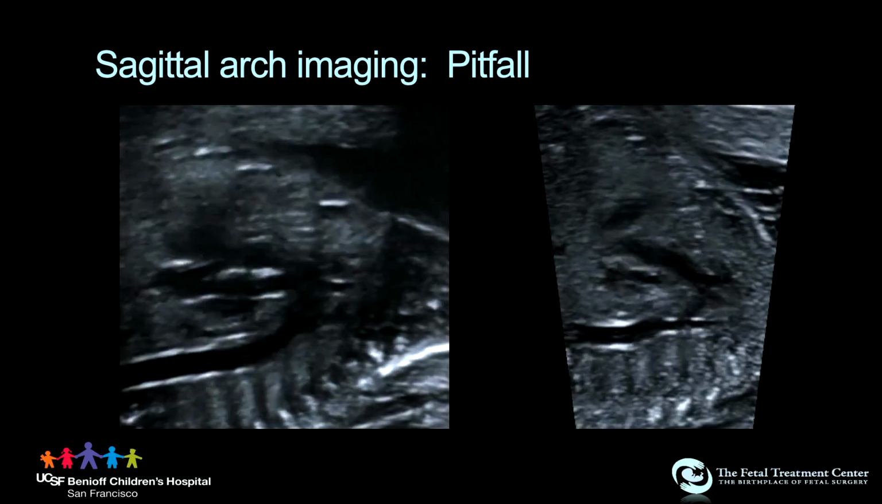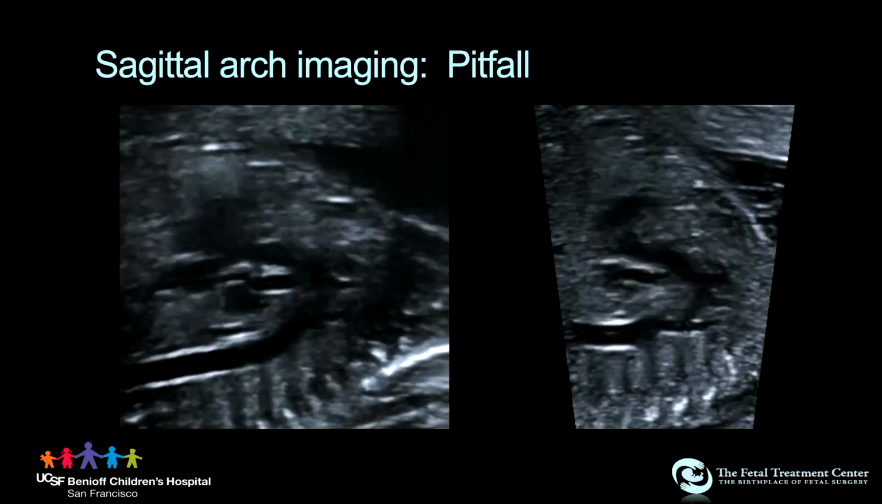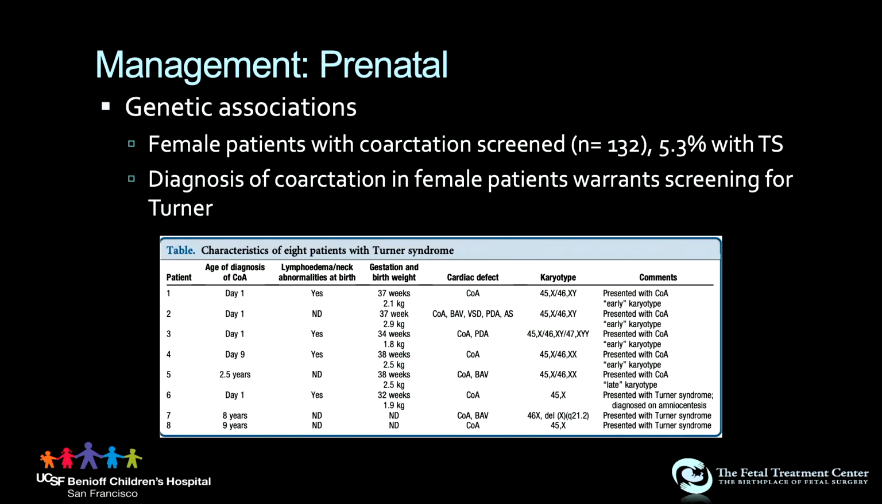Okay, so once we are concerned about a coarctation, what is the typical management prenatally? Well, obviously, as we've heard about in different conditions, we need to think about genetic associations. One common genetic association is Turner syndrome. Female patients with a coarctation should be screened for Turner syndrome. This is showing that in a large study, about 5.3% of patients with a coarctation diagnosed prenatally had Turner syndrome. It's probably a little bit of an underestimate, but it warrants, if you have a female fetus with a diagnosis of coarctation, that this should be discussed with the family, and testing should be offered to the family.